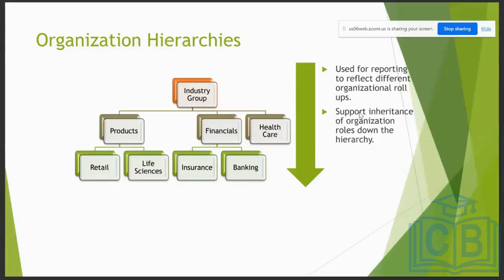Like I said, an industry group could have multiple subordinate organizations like products, financials, healthcare. Financials could be insurance and banking, and products could be retail or any other specifics. So just a simple example of how an org hierarchy is going to look. Clear on this and the activity?